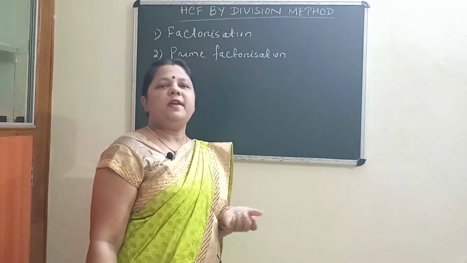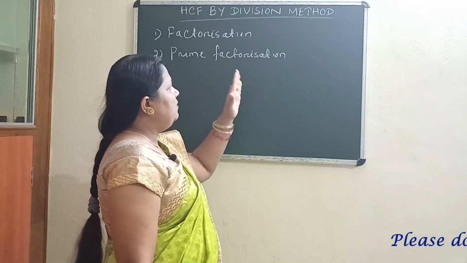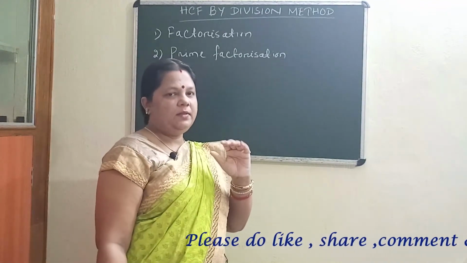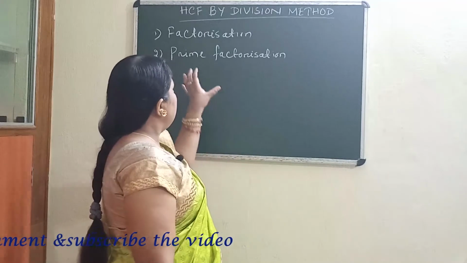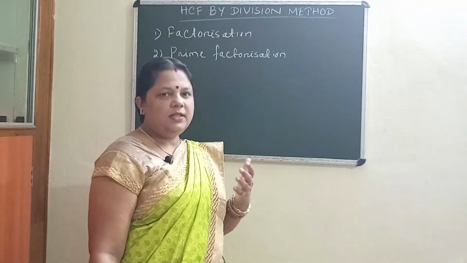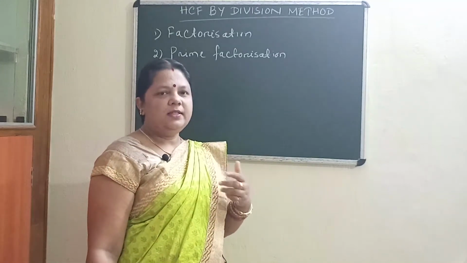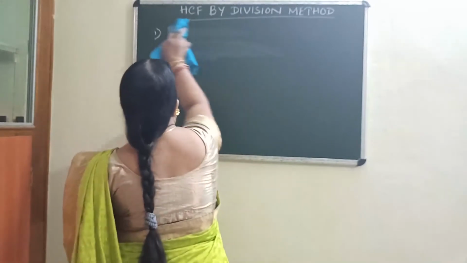We are simplifying the number with the help of prime numbers, and in this prime factorization we are dividing the numbers separately. Suppose two or more numbers are given to find the HCF. So what to do? We divide separately, then we find the common factors, then we go for the highest common factor. And today we are going to discuss the division method.